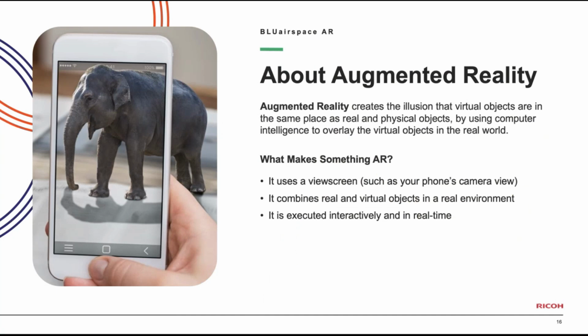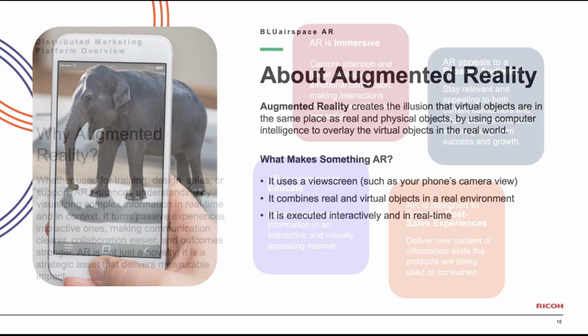Now I want to switch gears into a second and probably the more exciting of some of our assets that we create within Ricoh. And this one is around augmented reality. Augmented reality is the creation of an illusion that a virtual object is in the same place as your real or physical objects. So when we talk about creating AR, what we're talking about is creating something that you can view through a view screen. So for today, that's going to be your phone's camera view. It will combine real and virtual in your real world environment. And then it's meant to be interactive and something that you accomplish in real time.